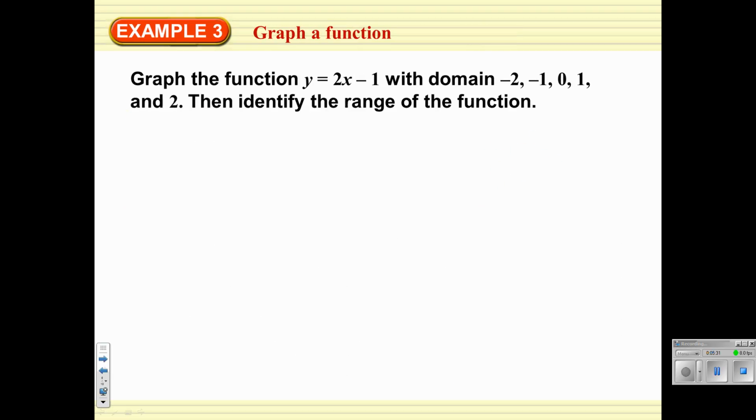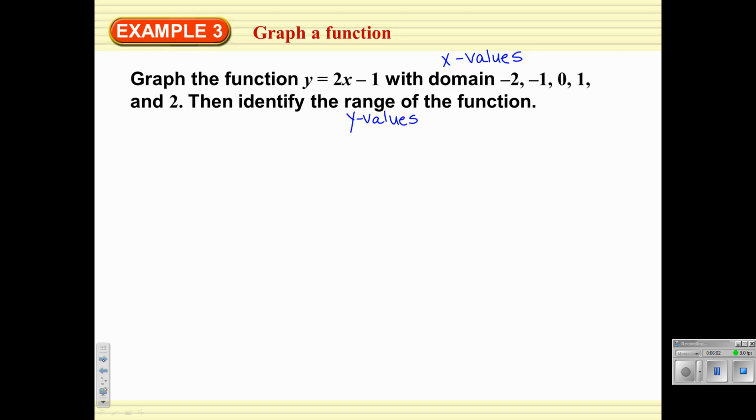Okay, so moving on. The next example I want you to have in your notes is graphing functions. So we are given a function y equals 2x minus 1, and they're giving us the domain. Just to remind you, the domain, those are your x values. So here are our x values: -2, -1, 0, 1, 2. And they want us to identify the range, and the range, again, is the y values.